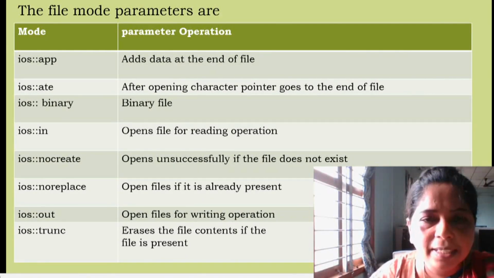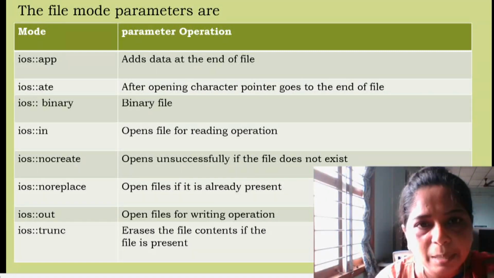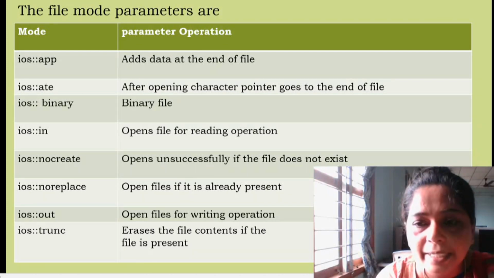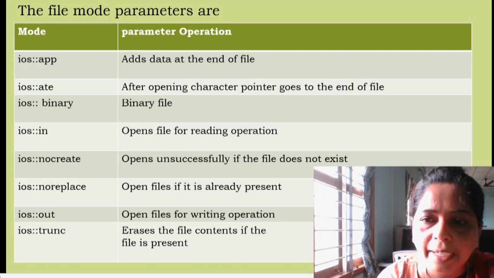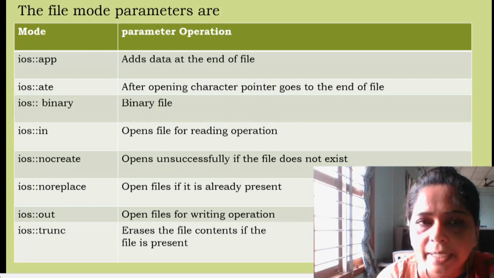The different modes present in C++ programming language. First one is ios::app, that means append. That means a programmer can add data at the end of the file. Next one is ios::ate. ate means append to end. That means when we use this mode, the pointer will be pointing to the end of the file. Even if it is pointing to the end of the file, the programmer can add data anywhere in the file. So the difference between the two modes app and ate is, app means we can add data only at the end of the file, but the mode ate means we can add data anywhere in the file.